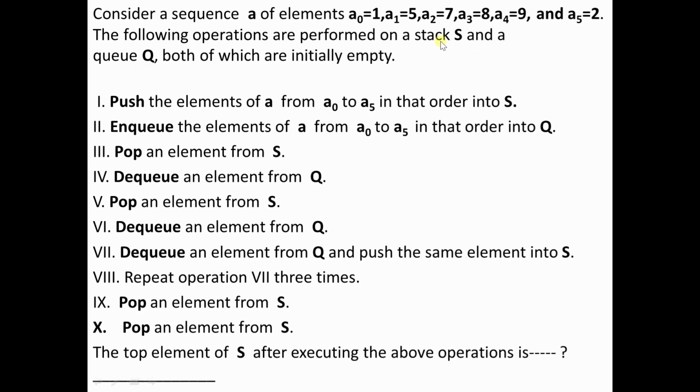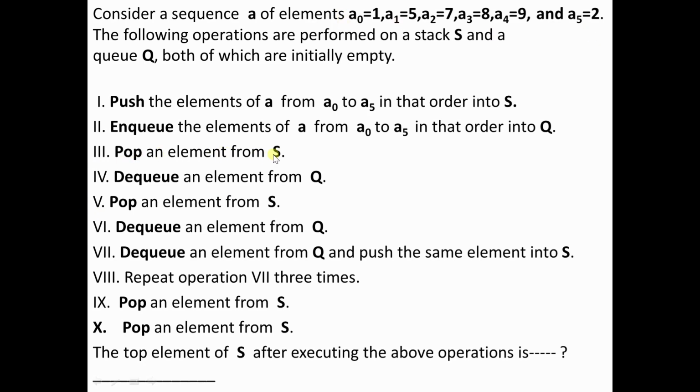So we have a stack S and a queue Q, and we have to perform the following functions using these A values. First, push the elements of A from A0 to A5 in order into S. So we are creating S using these elements. Then enqueue the elements of A from A0 to A5 in that order into Q. So here we are creating Q using the list A0 to A5.